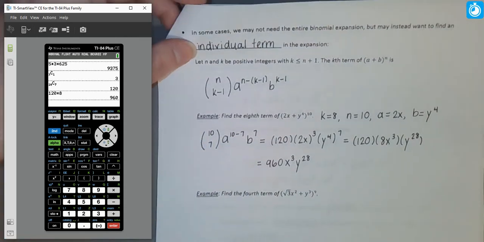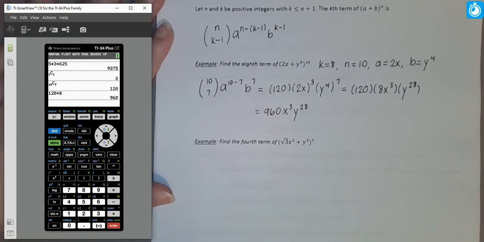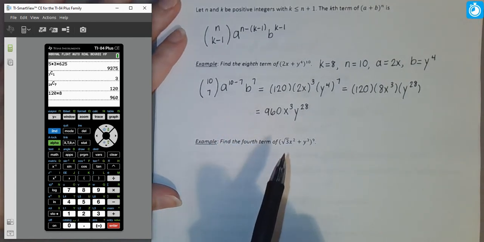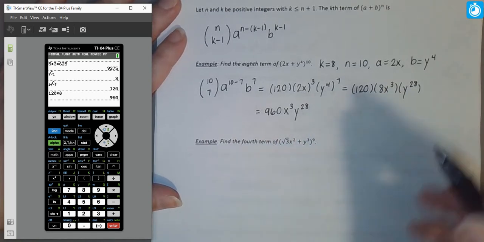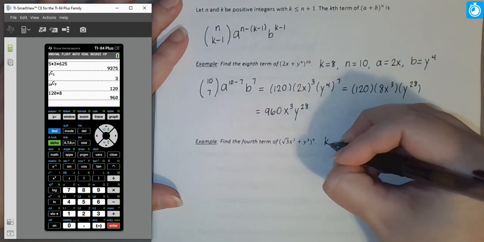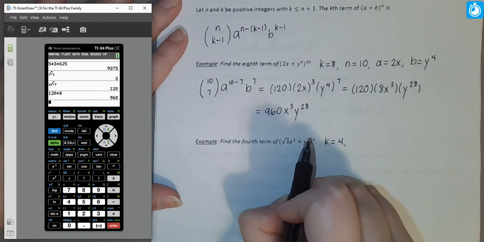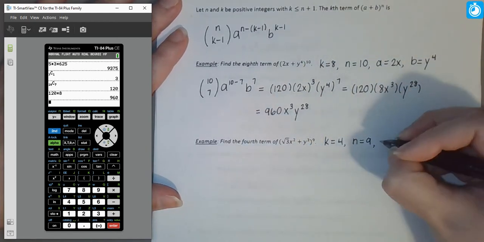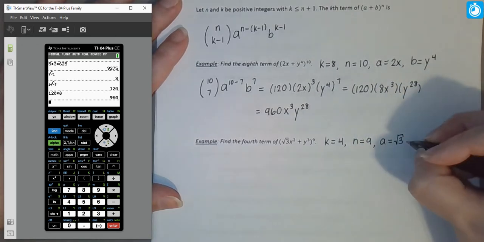So let's try one more with slightly more complicated values, specifically in this case the value of a. So we want to find the fourth term of the expansion of root 3 times x squared plus y cubed quantity raised to the 9th power. So fourth term, that means k is equal to 4. And then based on our binomial and our power, we know that n is equal to 9, a is equal to root 3 times x squared.